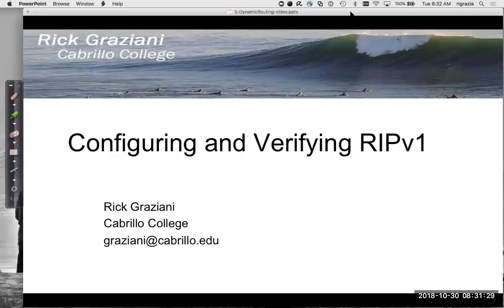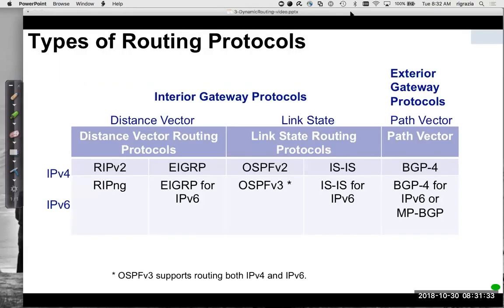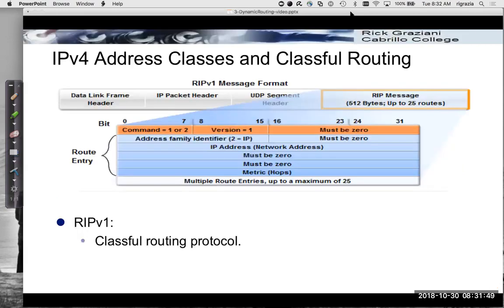Hi, in this video, I'm going to talk about configuring and verifying RIP version 1. So here's our chart of dynamic routing protocols, and we see RIP version 2 there for IPv4 and RIP-NG, next generation, for IPv6, but we don't see RIP version 1. Okay, let's talk a little bit more about this here.